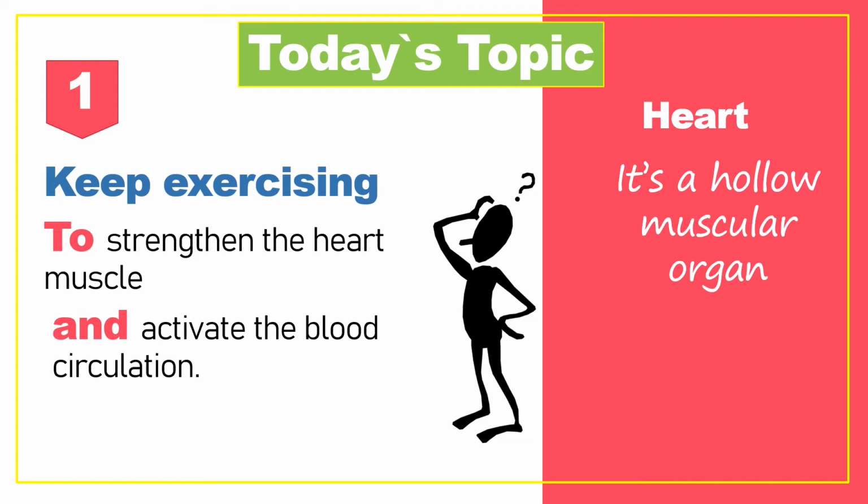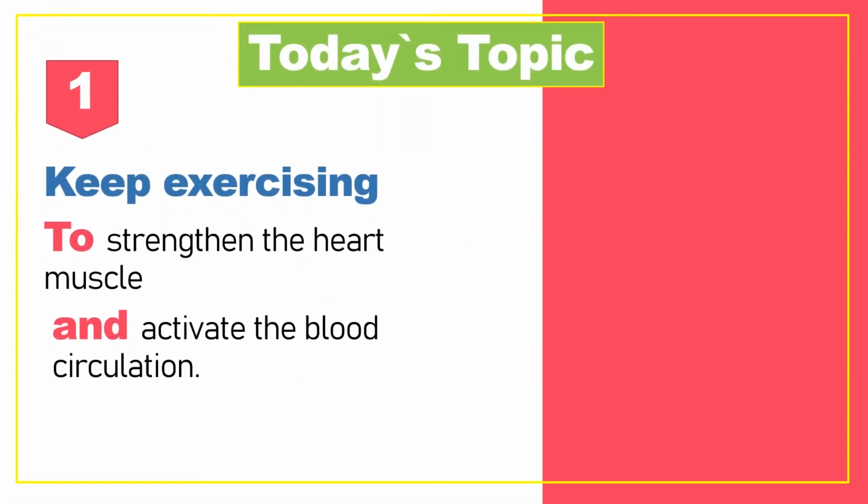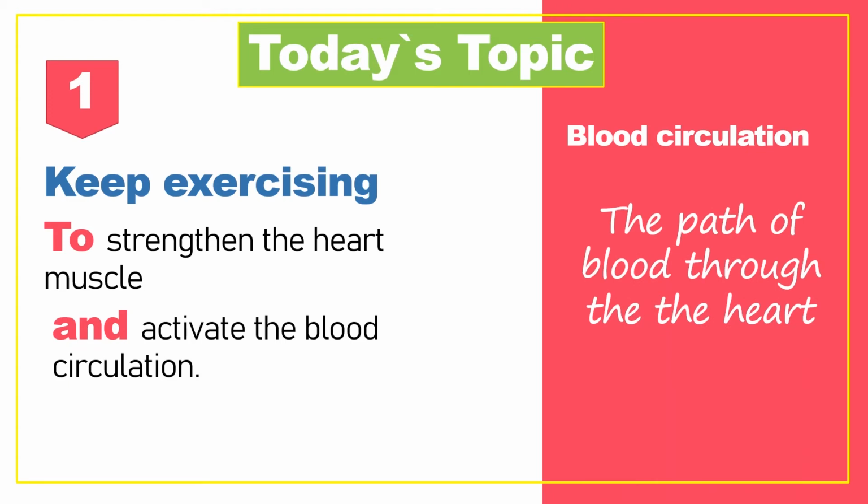And exercise activates the blood circulation. Do you remember the blood circulation? I said blood circulation is the path of blood through the heart, as I said in the previous slide. Activate means to make the blood circulation active. The blood can go from the heart to all the body cells faster and come back through the veins faster.